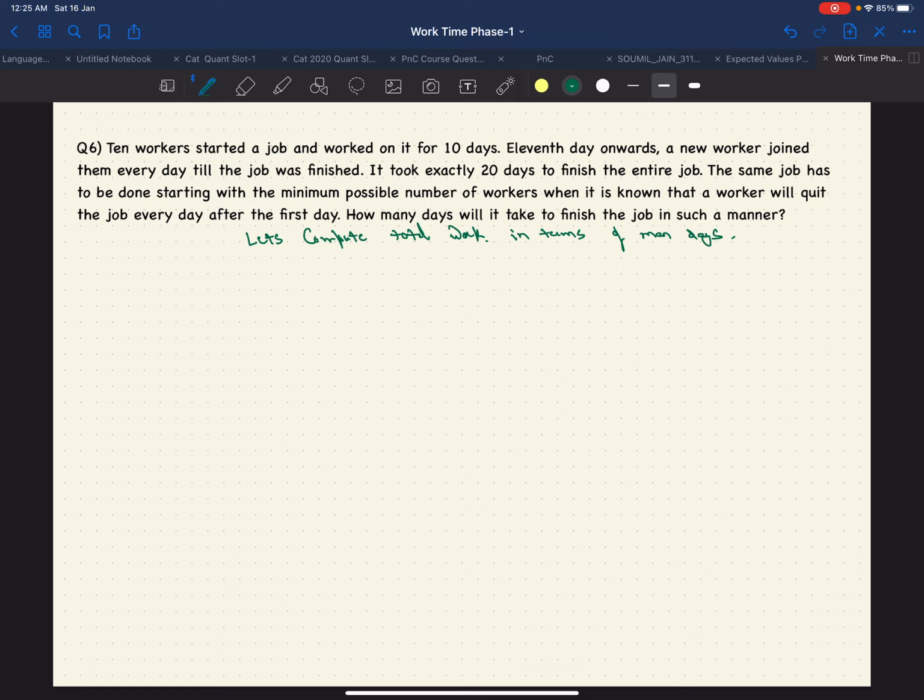Okay, so for the first 10 days, 10 workers are working. So total man days is 10 into 10, 100. From 11th day, a new worker joined in. So 11th day, total work done would be 11. 12th day, 12, and so on till 20. This is equal to total work. So here we can use the sum of an AP. So this is 2a plus n minus 1 d, which is 9 into 1. This is 255. So total work is 255.